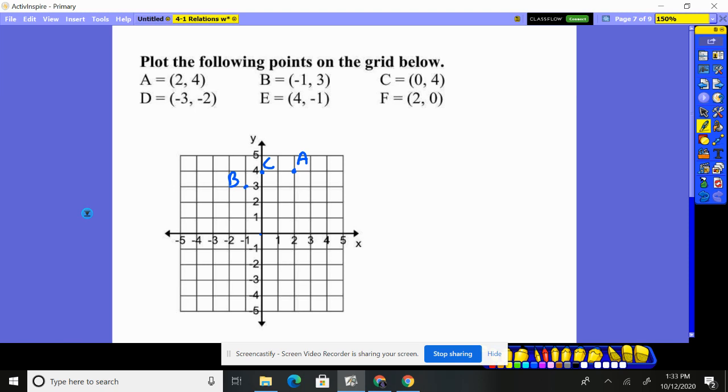D is -3, -2. So we go over to -3 down to -2. That's D. E is at over 4, down -1. So there's E. And finally, over 2, up none, which is F, which sits right on your x-axis, just like C sits on your y-axis. There you have it.